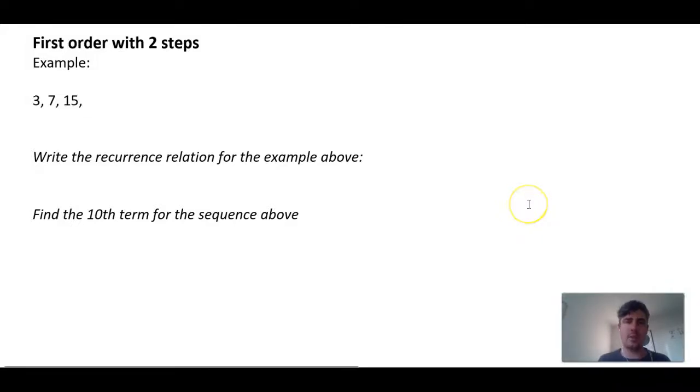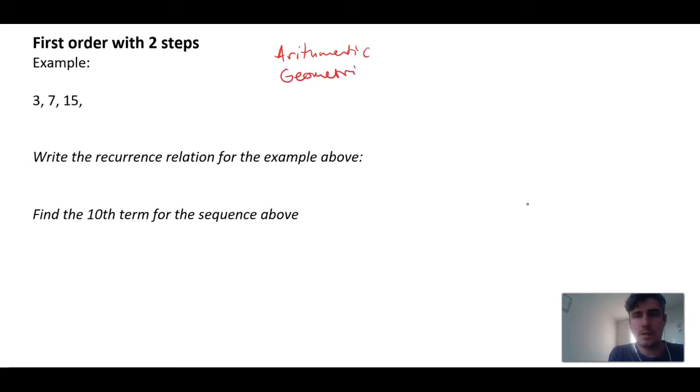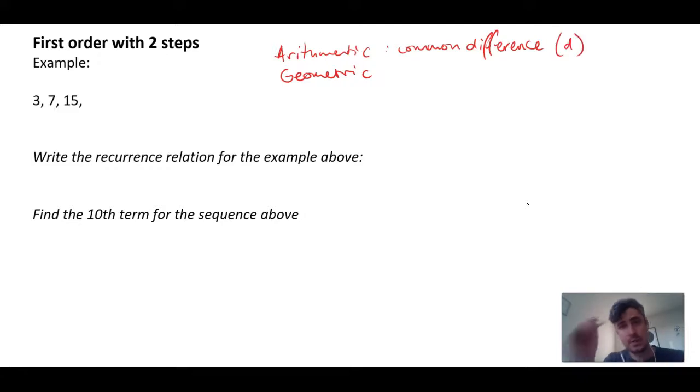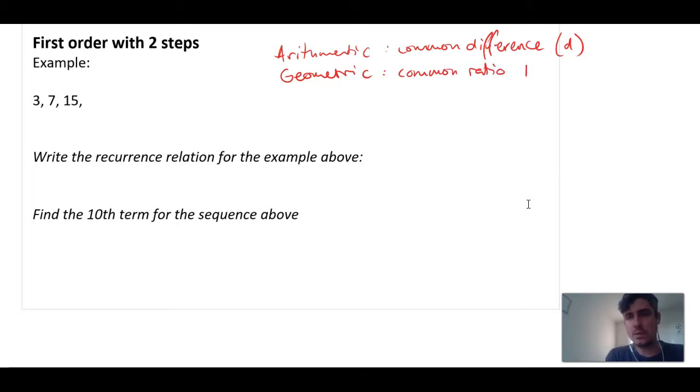Okay, the last type of recurrence relation that you might see is what's sometimes called a first order recurrence relation. With the previous two, arithmetic had a common difference, i.e. every time you find the difference, it's the same, and we give that the letter D for common difference. Geometric, there's always a common ratio, which we call R.